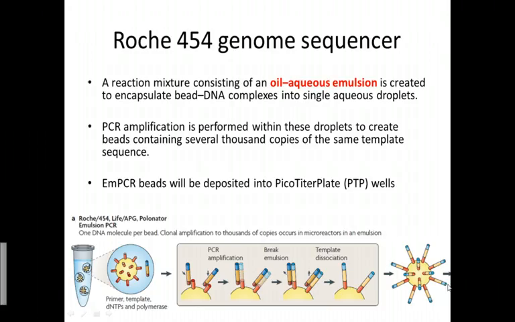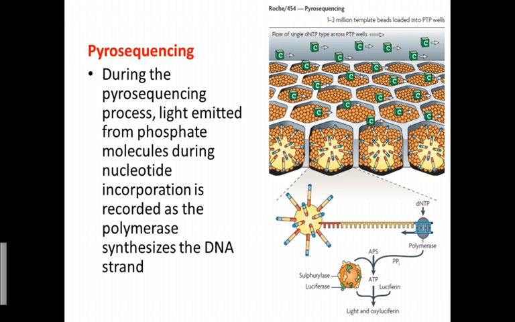And once the PCR amplification is done for a number of cycles, you can see from the original one, which is a bead with only the adapters, at the end of the reaction, it would be the bead with the amplified fragments. So what happens to these beads is that these emulsion PCR beads will be deposited into picotiter plate wells. So it will be deposited in a multiple well platform where each individual well will be having one bead.